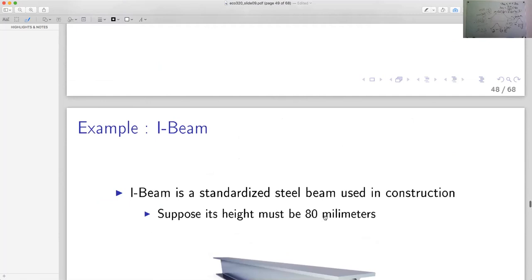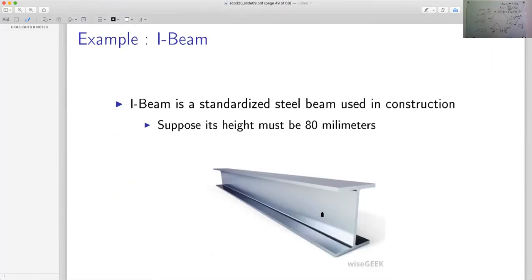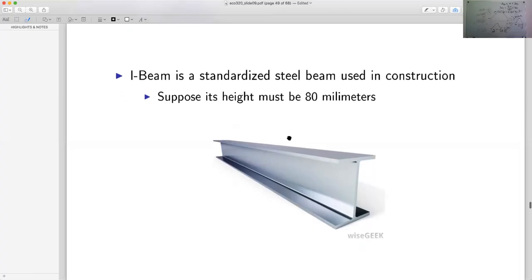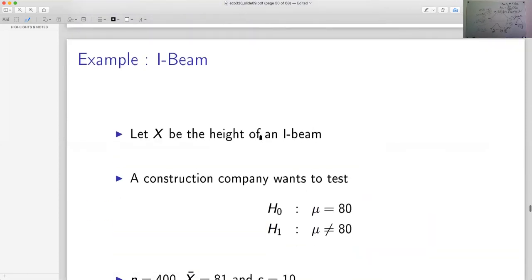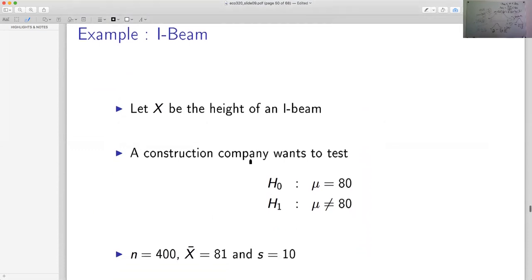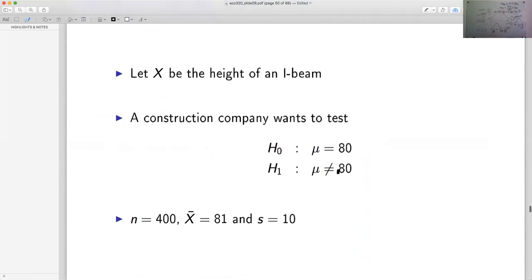So this is another type of example. An I-beam is a standardized steel beam used in construction. Suppose that the height must be 80. So it must be 80, and you want to know whether the height is about here. When you're actually working at a company, you might want to test it out using some samples. So X is the height of the I-beam. This is a real-life example, and you can apply it to anything, right? A construction company wants to test whether this is 80 or not.